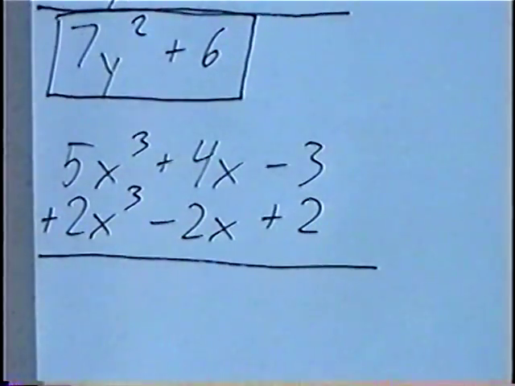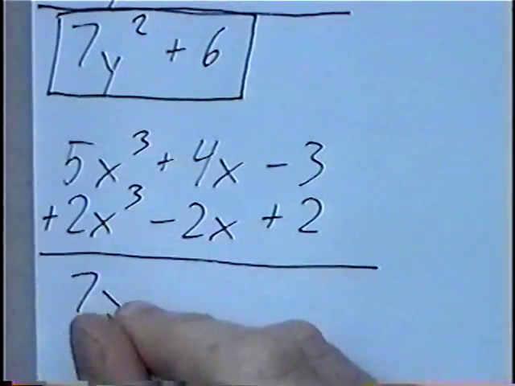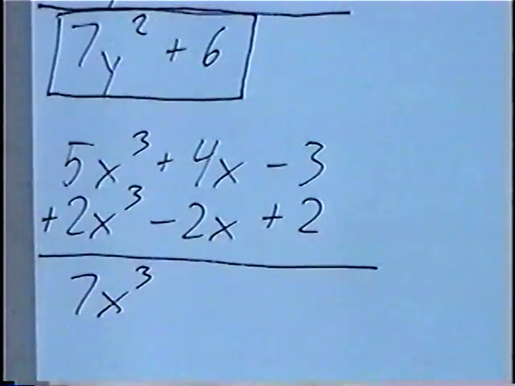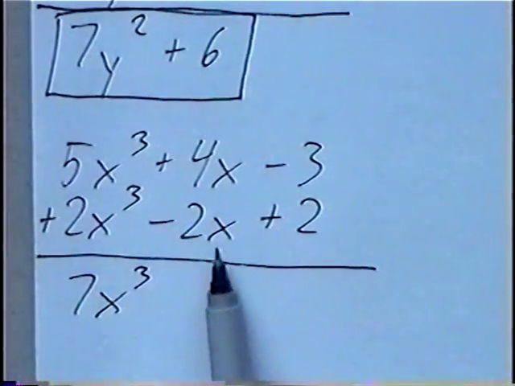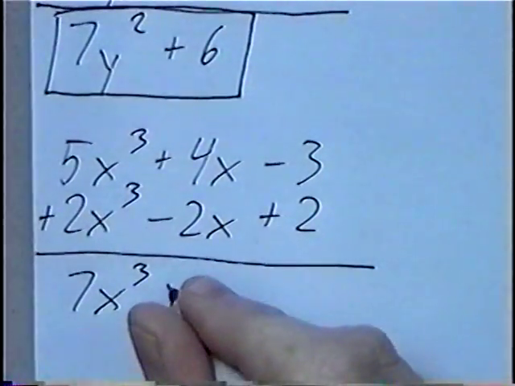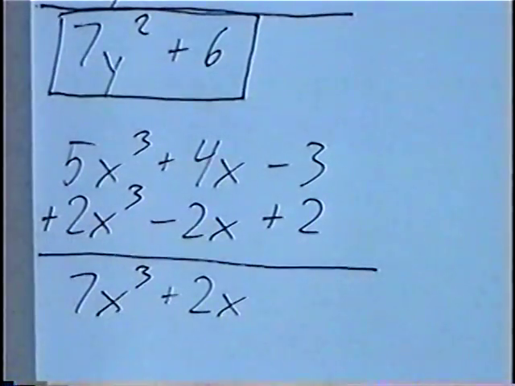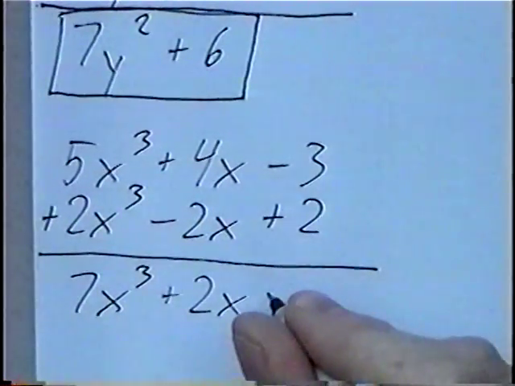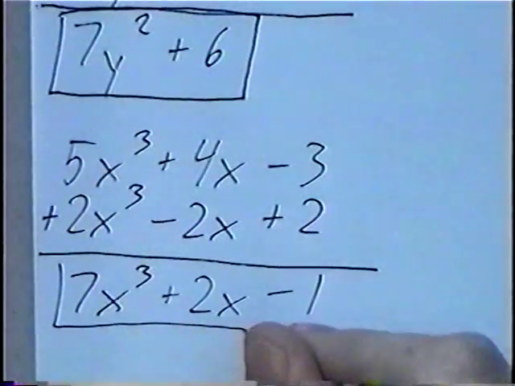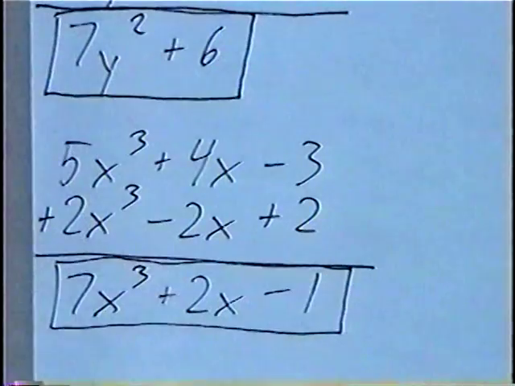Again, for a vertical addition, we can add straight down for all the like terms. 5x to the third power plus 2x to the third power would be 7x to the third power. 4x plus a negative 2x, or 4x minus 2x, would be positive 2x. And negative 3 plus 2 would be negative 1. So our final answer is 7x to the third power plus 2x minus 1.